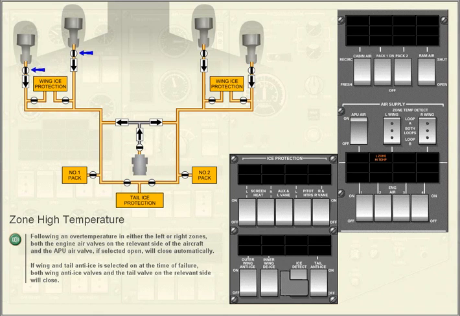Zone high temperature. Following an overtemperature in either the left or right zones, both the engine air valves on the relevant side of the aircraft and the APU air valve, if selected open, will close automatically. If wing and tail anti-ice is selected on at the time of failure, both wing anti-ice valves and the tail valve on the relevant side will close.